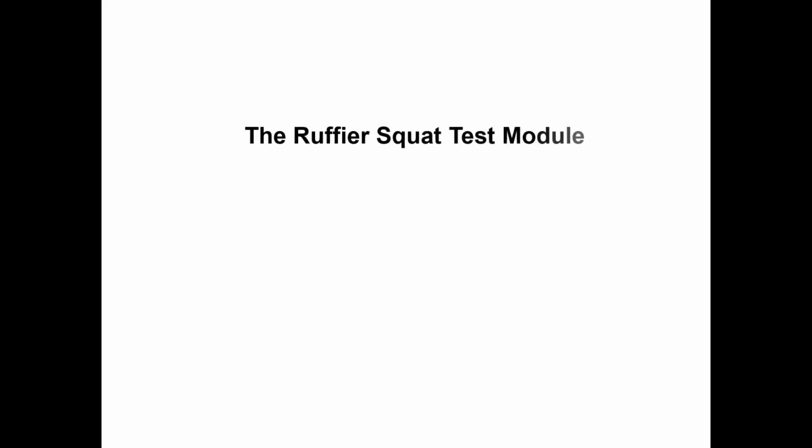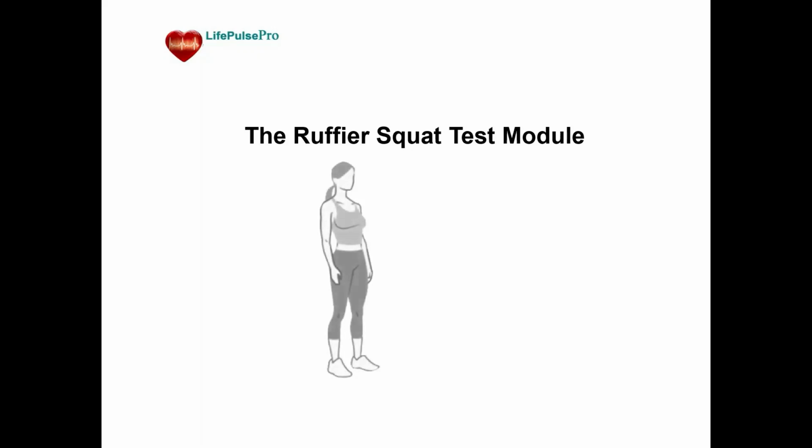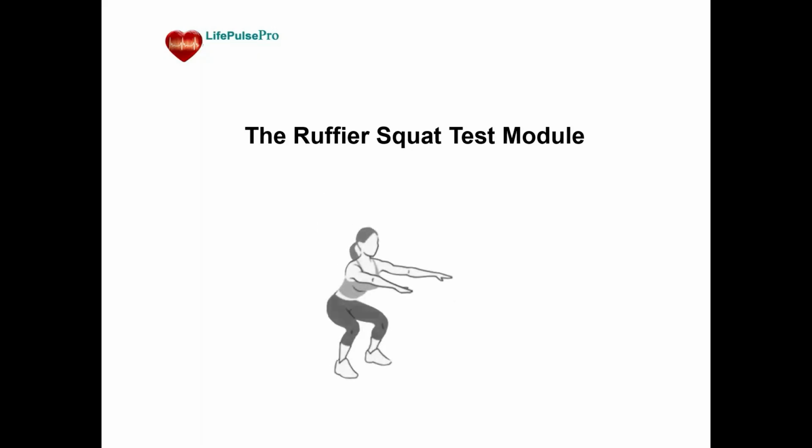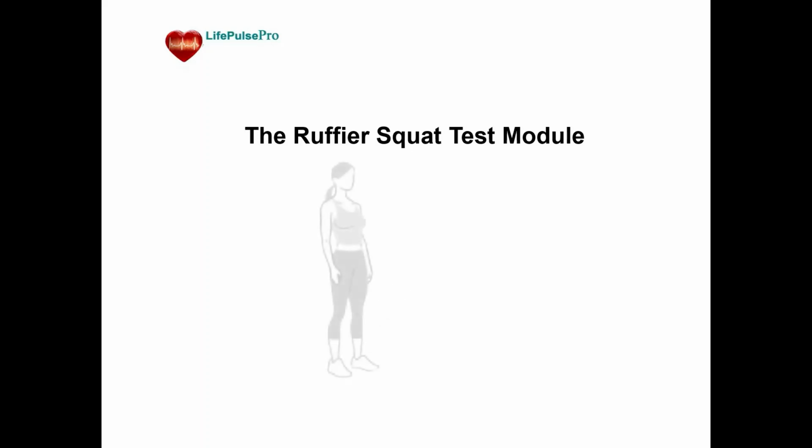Life Pulse Pro, the Ruffier Squat Test. This test is a simple cardiovascular endurance test which involves measuring heart rate before and after performing 30 squats in 45 seconds. From the results of this squat test, we can calculate the Ruffier coefficient, used to classify cardiorespiratory fitness.